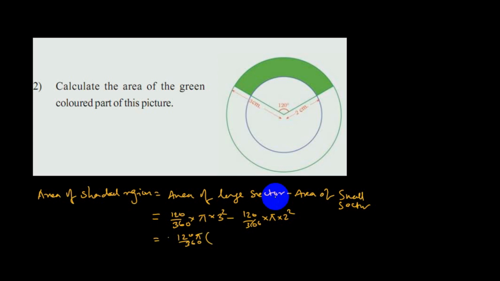Therefore, it is 3 square, 9, minus 2 square, 4. That is equal to 120 by 360 pi, which we know is 1 by 3 pi, or pi by 3, on cancellation of 120 and 360. That pi by 3 into 9 minus 4, which is 5. That is equal to 5 by 3 pi centimeter square, the area of the shaded region.